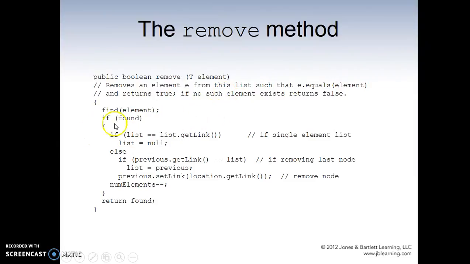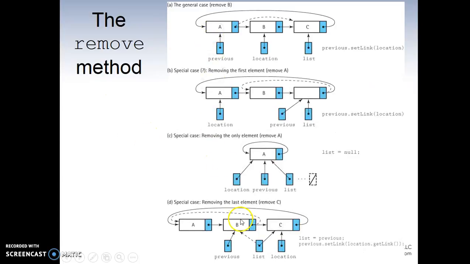So if found, like after the search, since found is public to the class, then it has access to the value of found. So if found, then we have to start to remove. Now we know that there are about 4 scenarios. How are we gonna put them all in the code to remove?